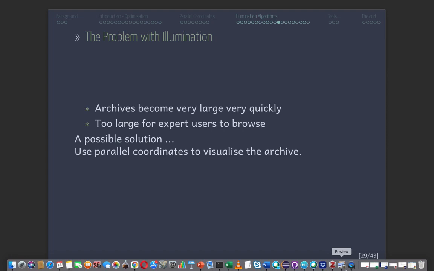At that point, it became apparent that what was needed was some means of helping a domain expert visualize the archive and work through the solutions in the archive. The problem, of course, presents a solution, and it's a solution that most of you will probably have already realized. We use parallel coordinates to visualize the archive.